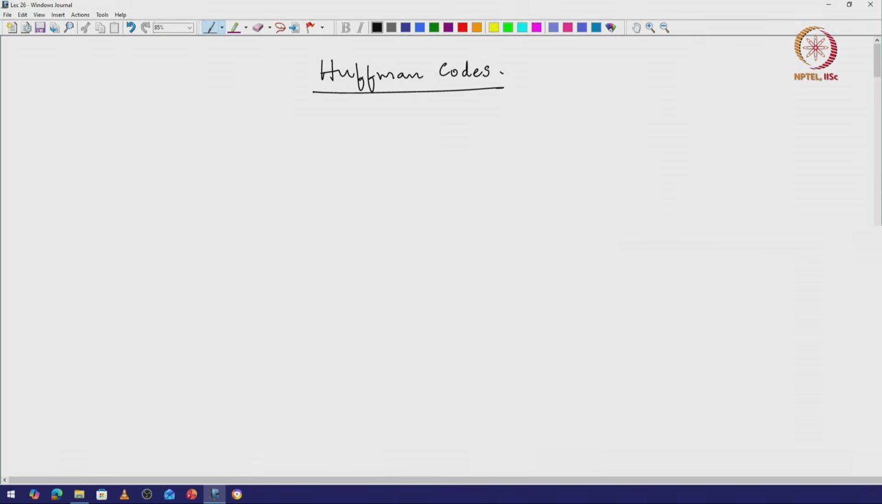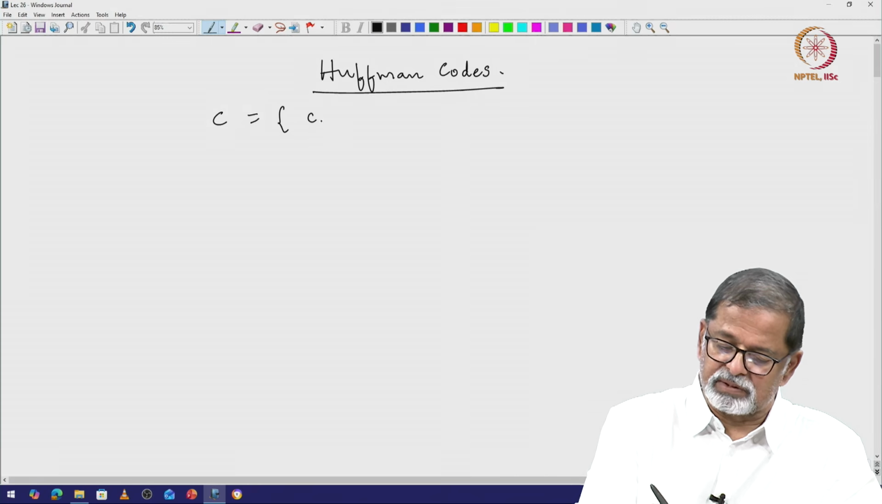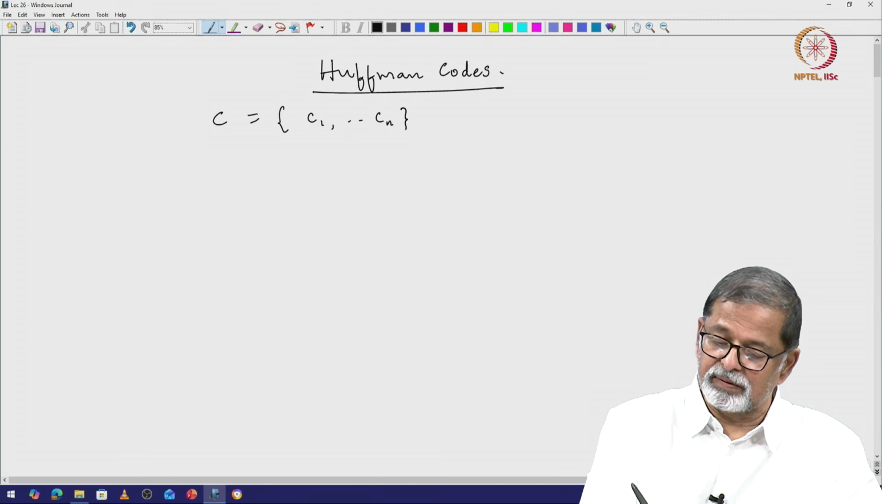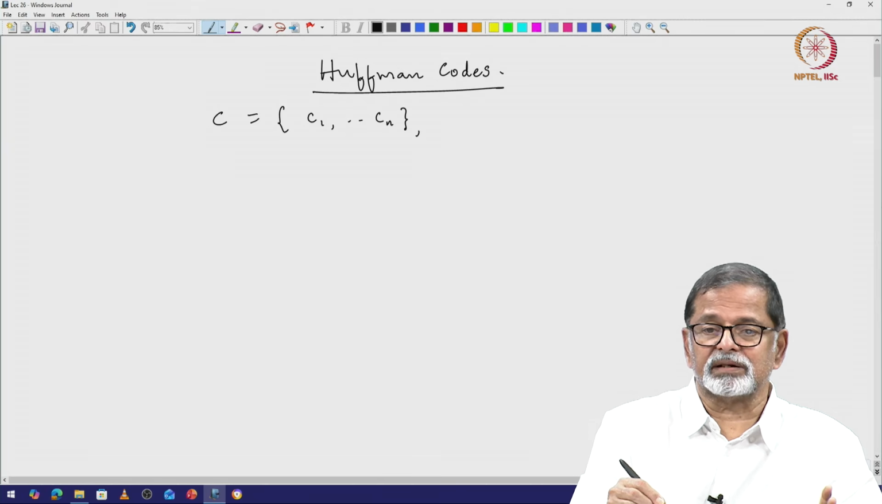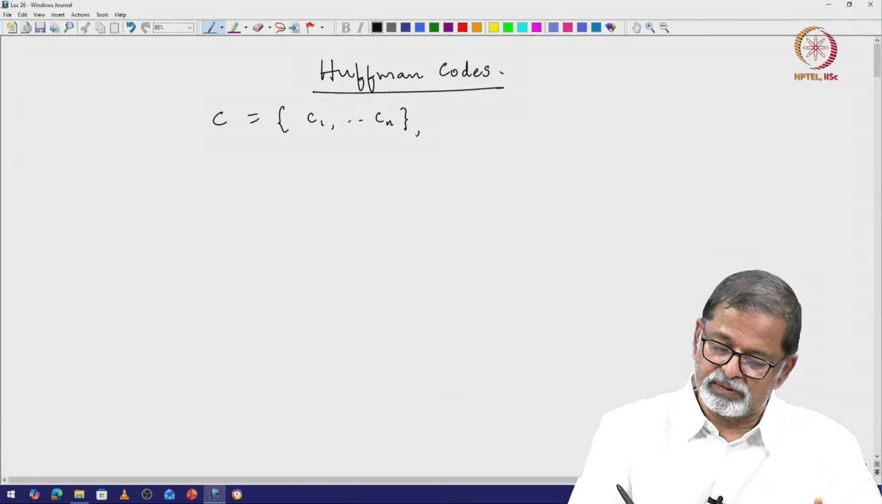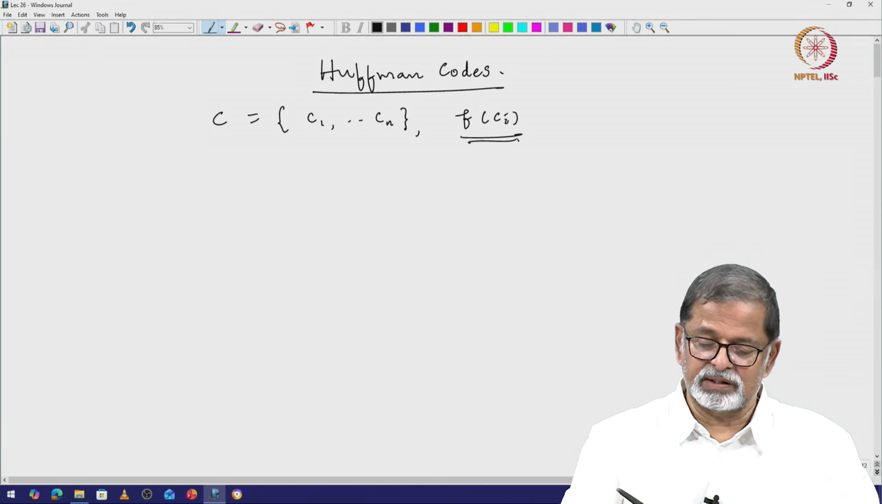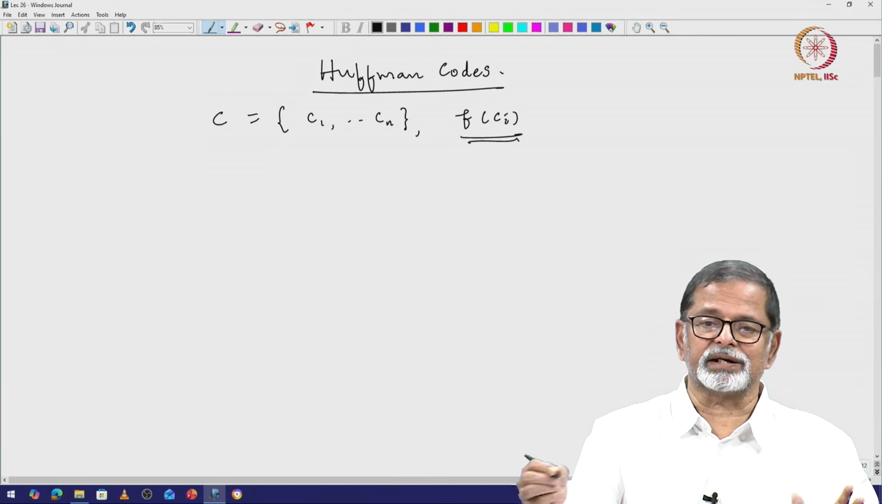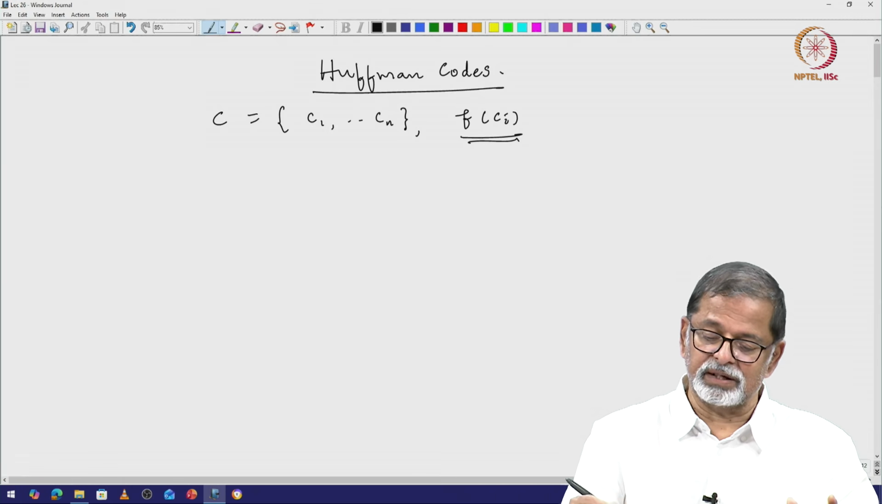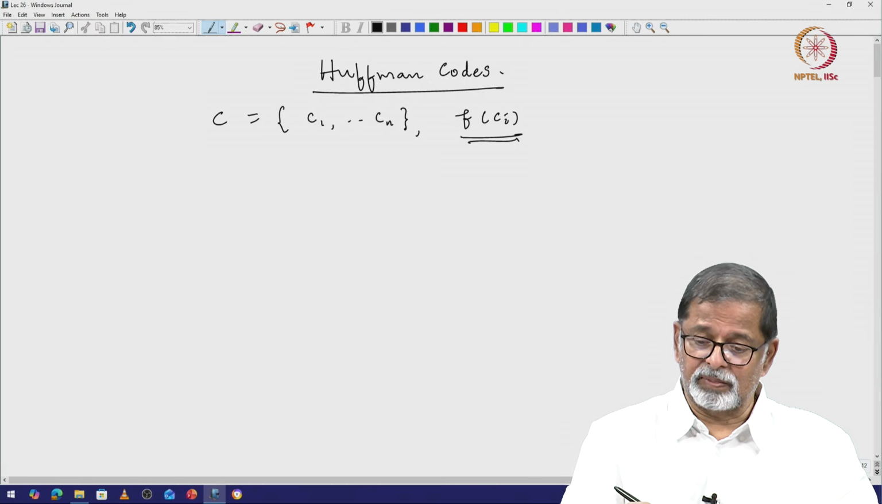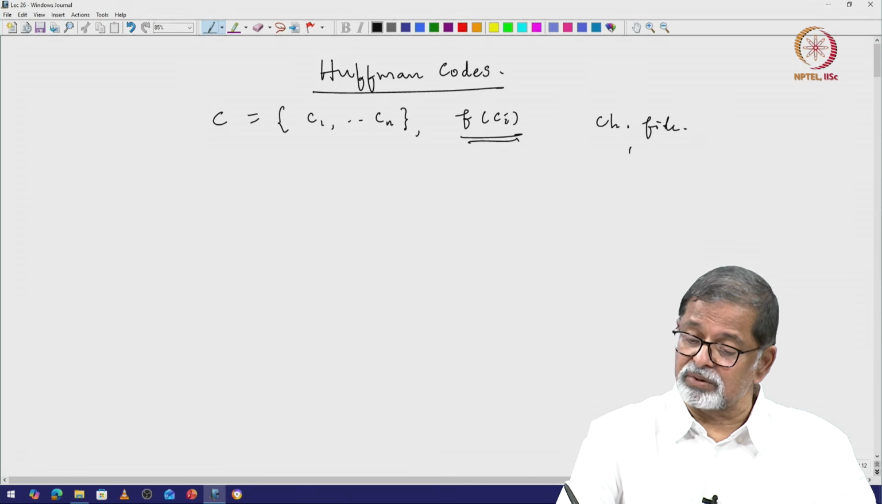We have as an input a character set C, which has, let us say, characters C1 to Cn. Each character occurs a certain number of times in a character file. The frequency is denoted by f of Ci. So there is a huge character file that has the characters C1 to Cn, where Ci occurs f of Ci times. This is the character file, and I want to convert this into a binary file and store this.